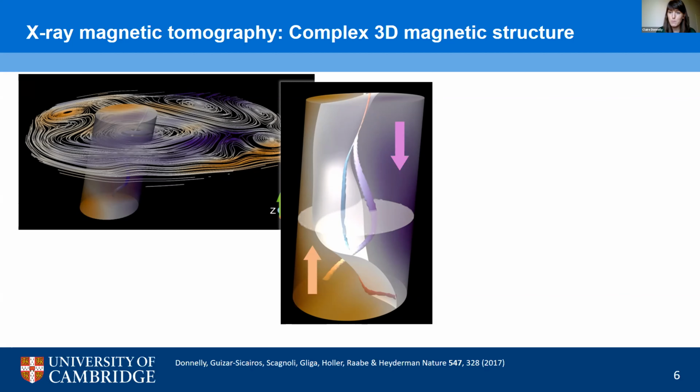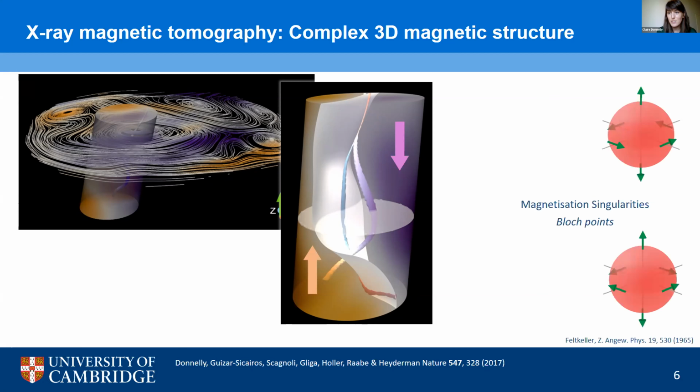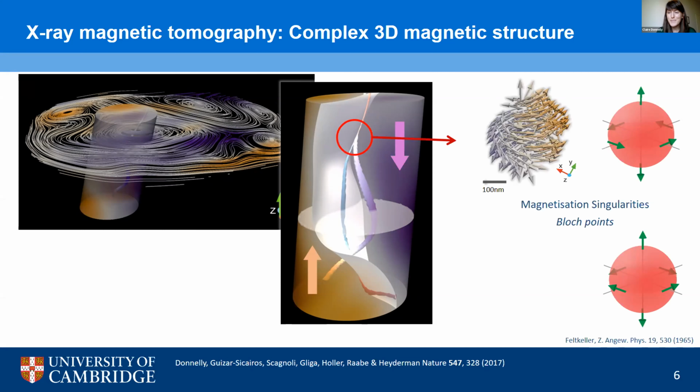would expect at these points to find magnetisation singularities, which are known as Bloch points and were first predicted back in the 1960s, but up until this point their 3D structures surrounding them had not yet been observed. So indeed, when we plot the magnetisation in these crossover regions, we observe magnetic structures that actually correspond very well to what is predicted for the structure of Bloch points in the literature.